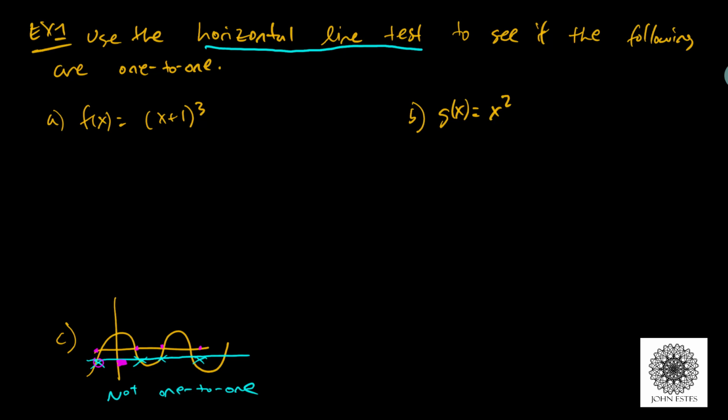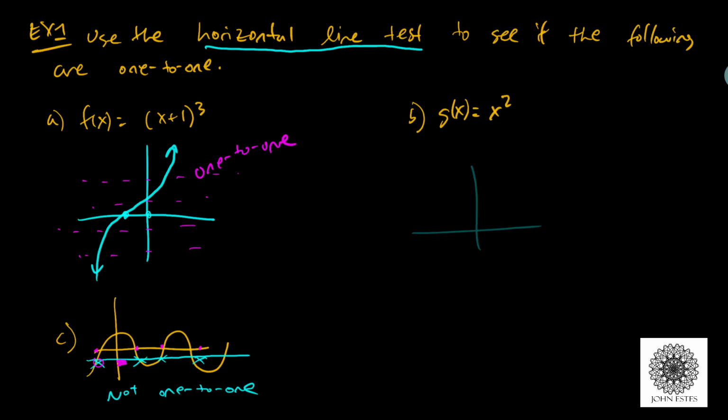Okay, so now if we look at part A, x plus 1 cubed, we can graph that because we know from our transformation formula, this looks like x cubed, but shifted to the left 1 unit. Where I was at the origin here, I'm now at negative 1, and x cubed looks something like this. And you can see here, if I draw a horizontal line, doesn't matter how I draw it, I'm only going to cross my graph one time. Okay, so this guy is one-to-one.